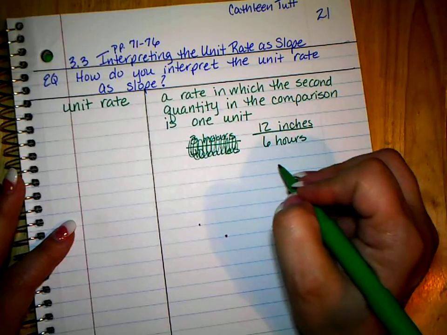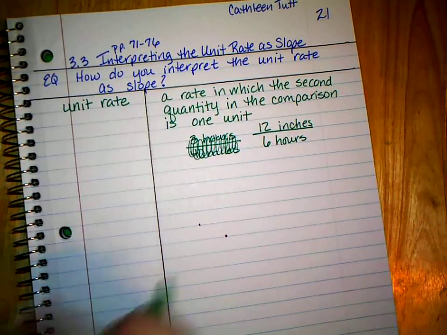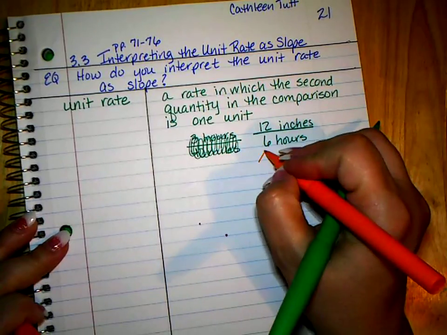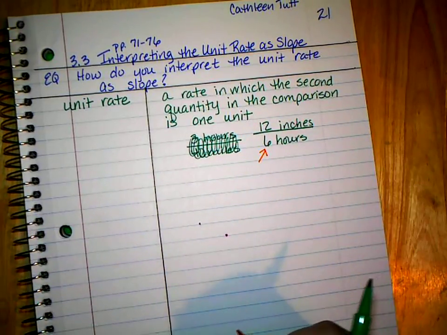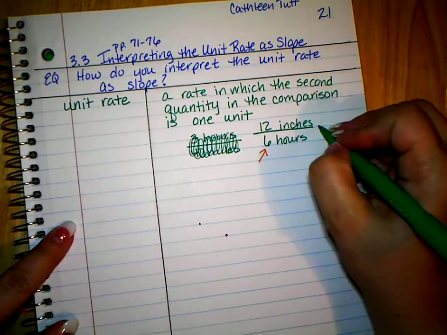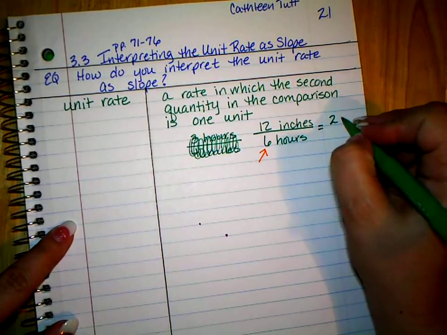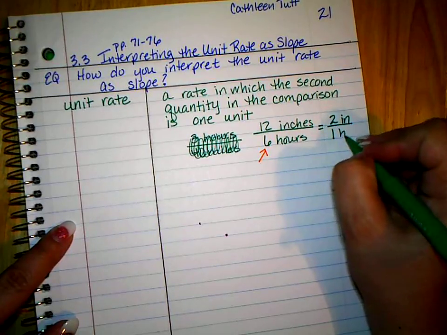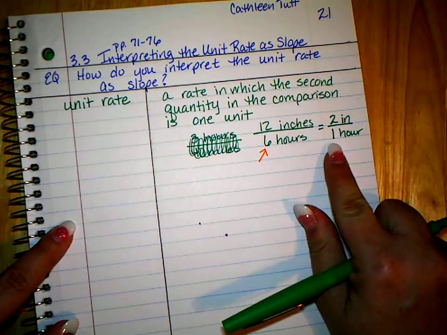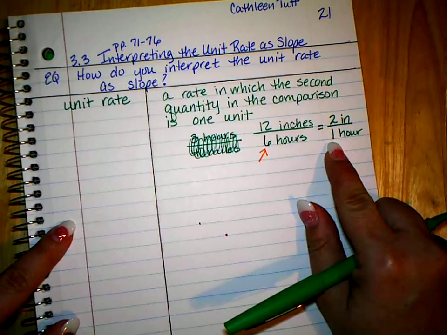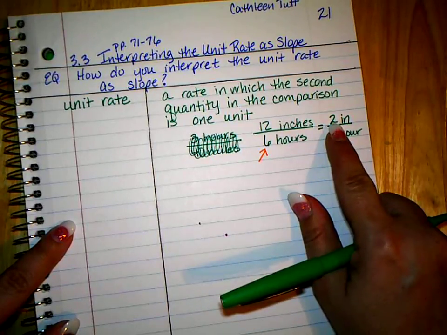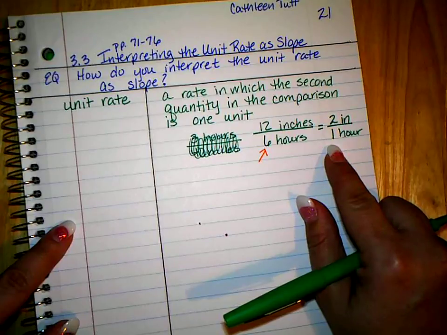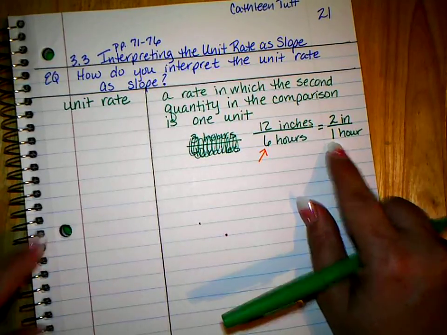What you want is for this second quantity to be equal to 1. And this one's going to reduce very nicely so that we are averaging 2 inches of rain in 1 hour. This would be a unit rate. 2 inches of rain in 1 hour. The second quantity is 1 unit.